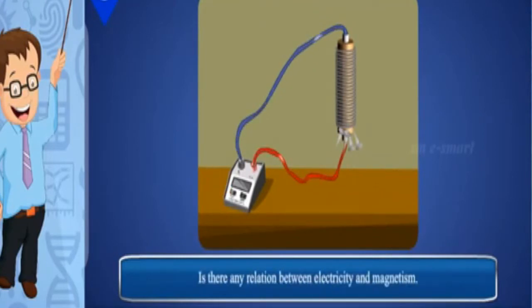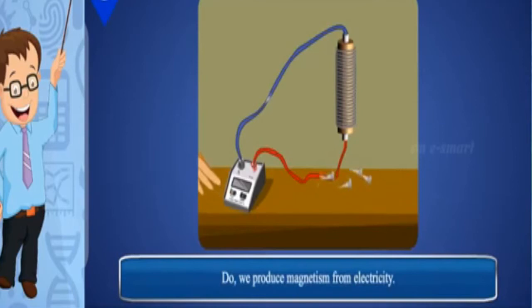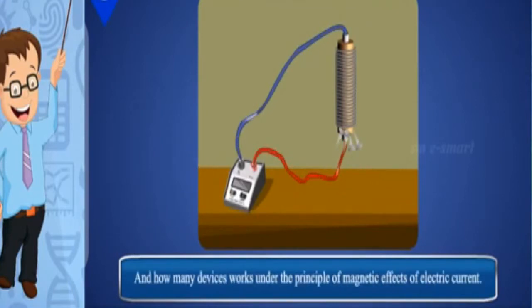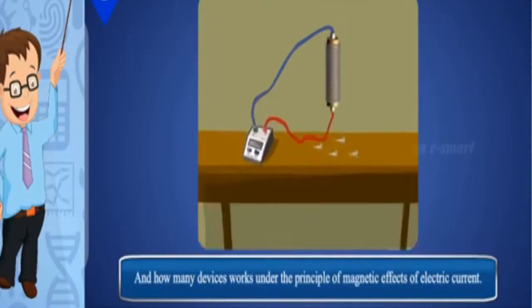Is there any relation between electricity and magnetism? Do we produce magnetism from electricity? And how many devices work under the principle of magnetic effects of electric current?